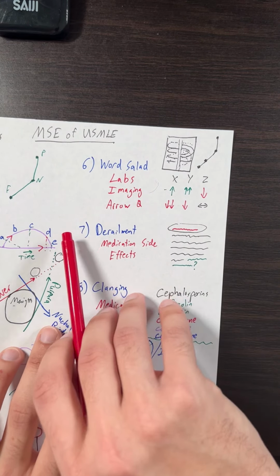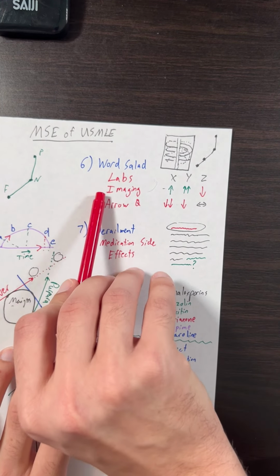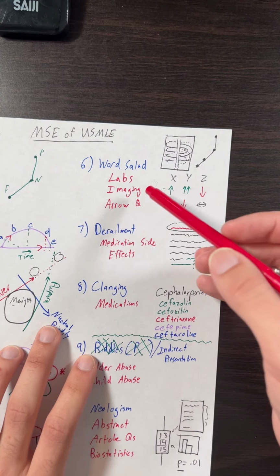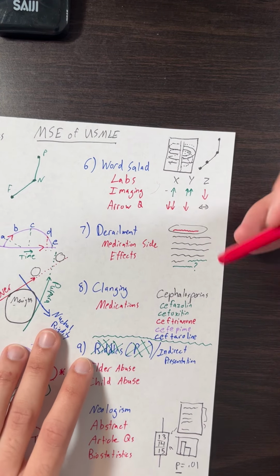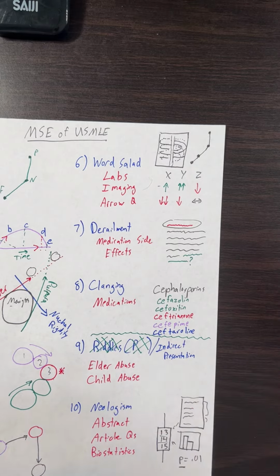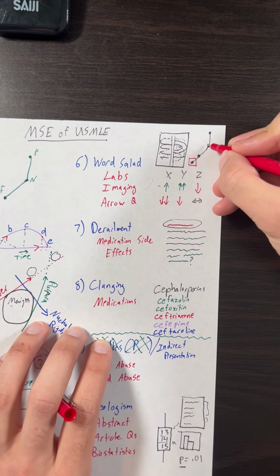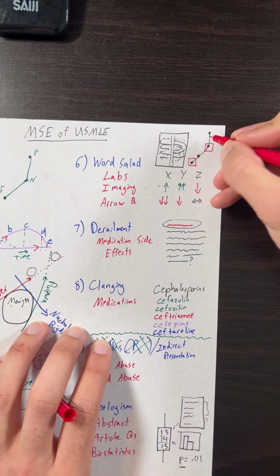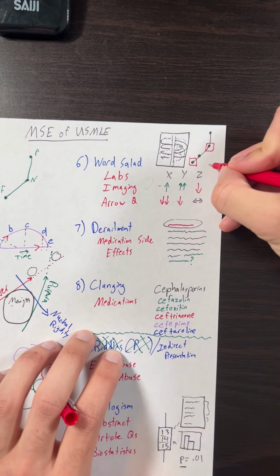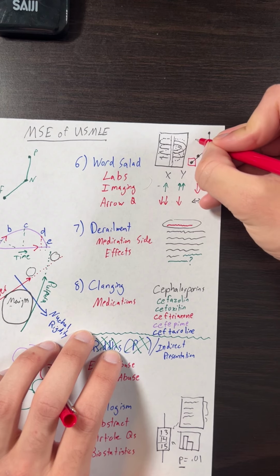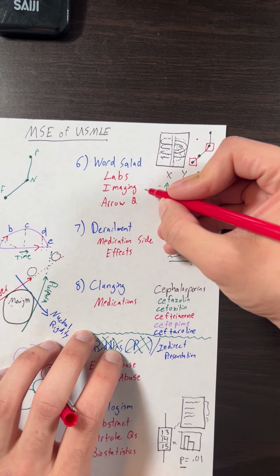And the way I understand these questions is if you have labs, imaging, or arrow questions, they don't really tell you that this is important or that this is what you need to look at. They'll give you something, and then they want you to make the connection between them, right? So they'll give you a point over here, a point over here, some lab values, some imaging, right?